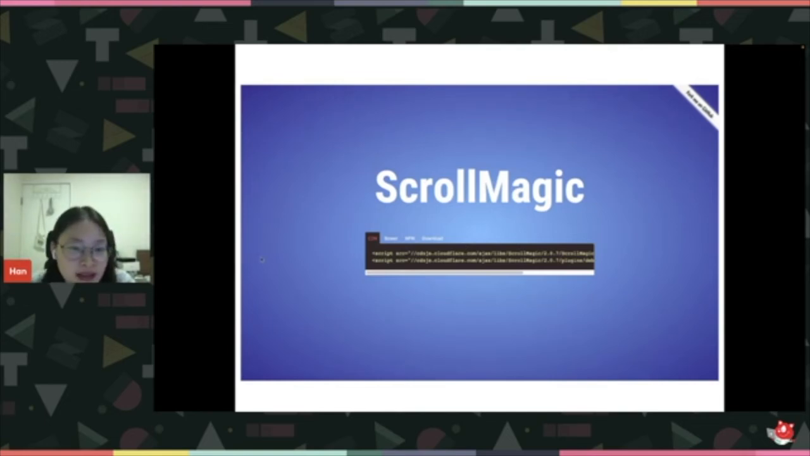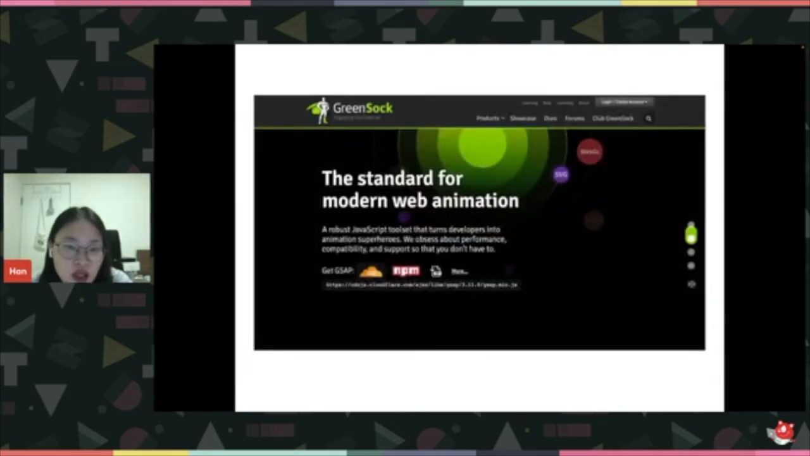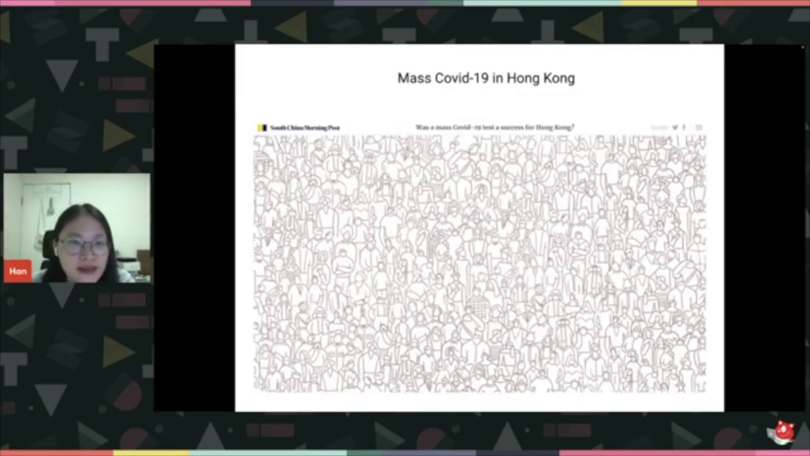And if you combine Scroll Magic with GSAP, you can make a lot of very nice and interesting animations. For some of you who may not be familiar with these libraries, you can just take a look. So now I'm going to give you an example.